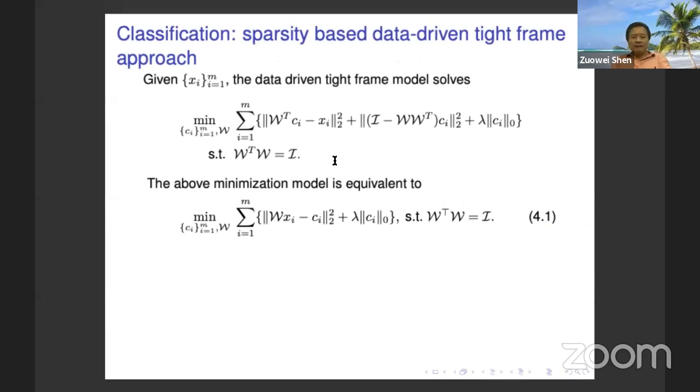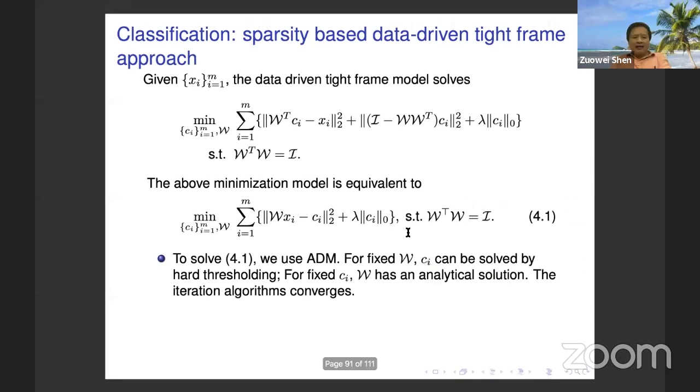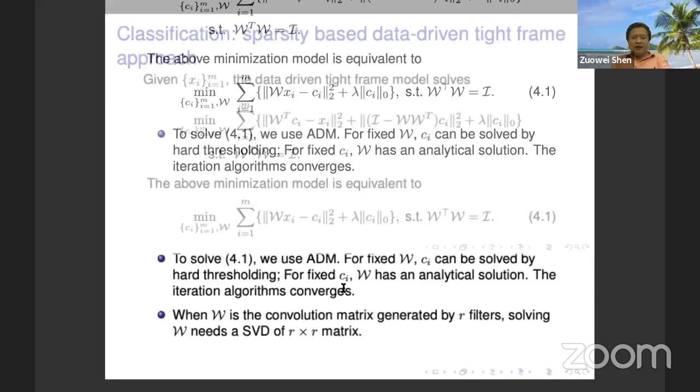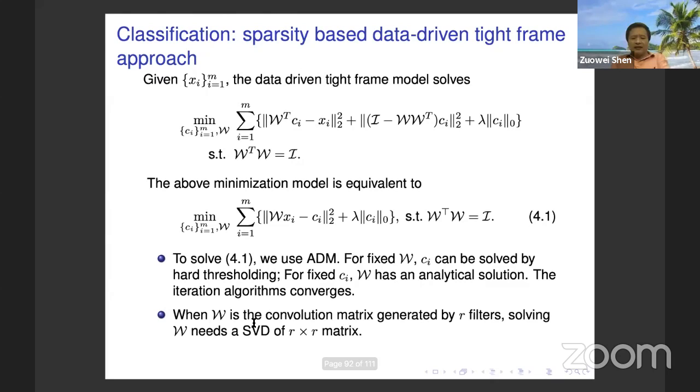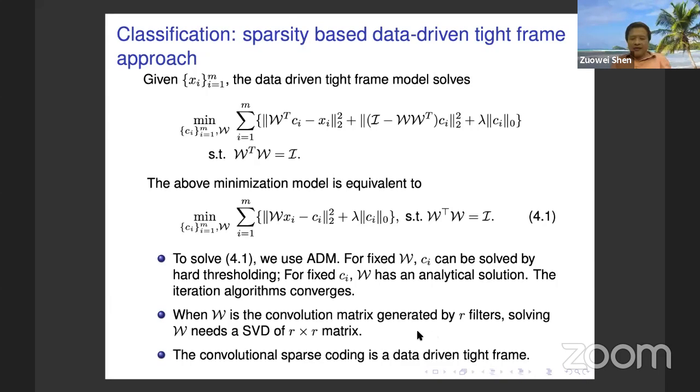This minimization problem is equivalent to this problem, and solving it is simple because if you fix W, that's hard thresholding, and if you fix C, you solve an SVD problem, but it's only R by R, where R is the number of filters you use. So this is very simple to use.